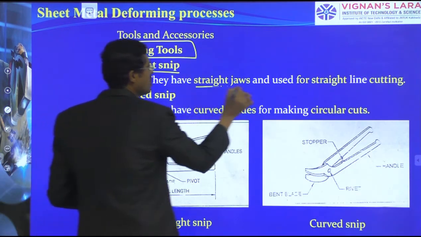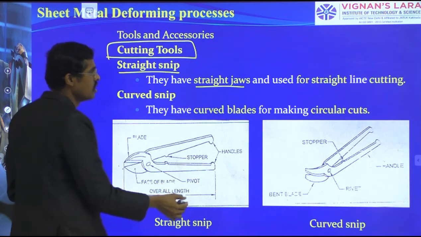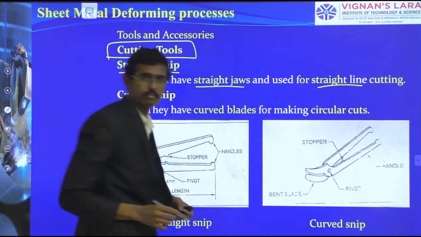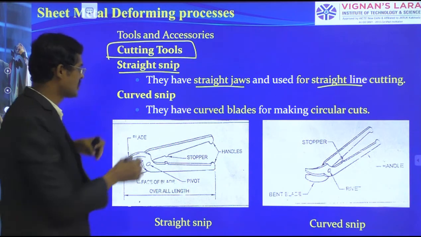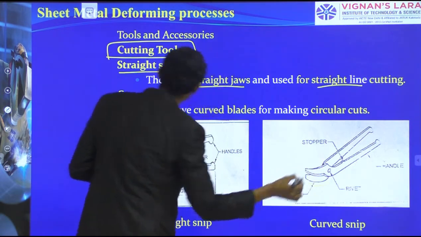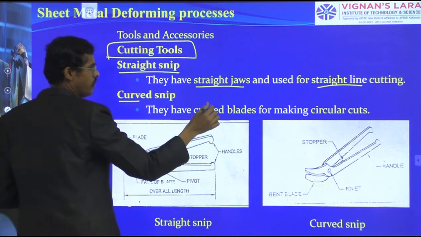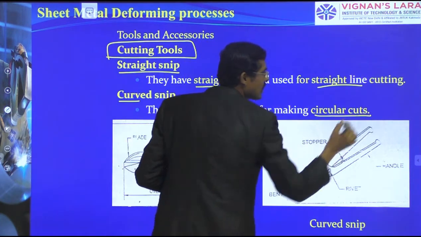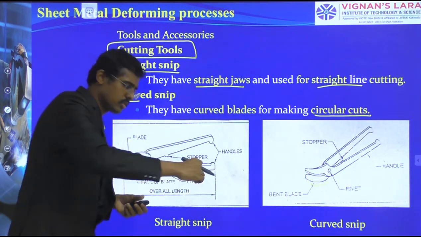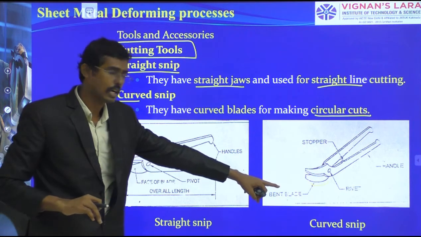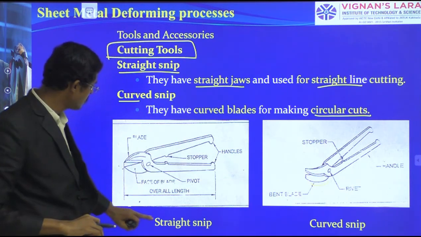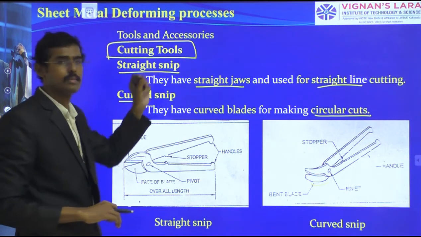Among the cutting tools we have straight snips and curved snips. Straight snips have straight jaws, which are used for straight line cuts. The curved snips are useful for making circular cuts. When circular cuts are needed, we use curved snips. For straight line cutting we use the straight snips.